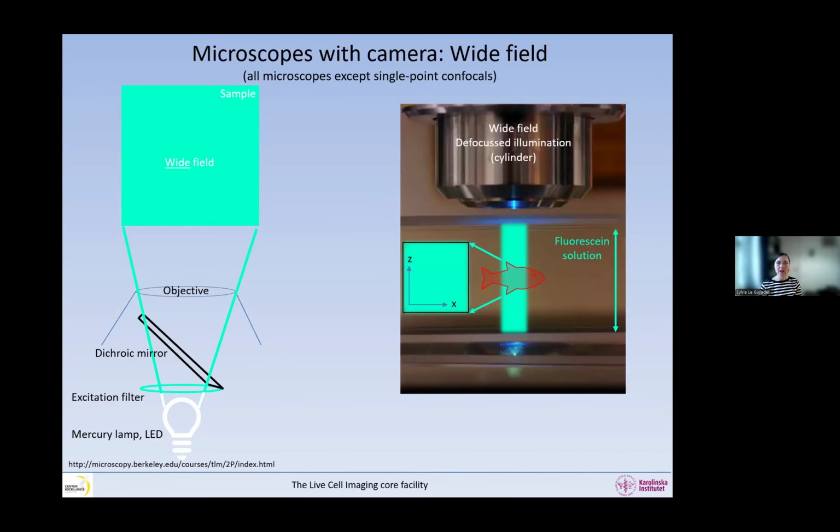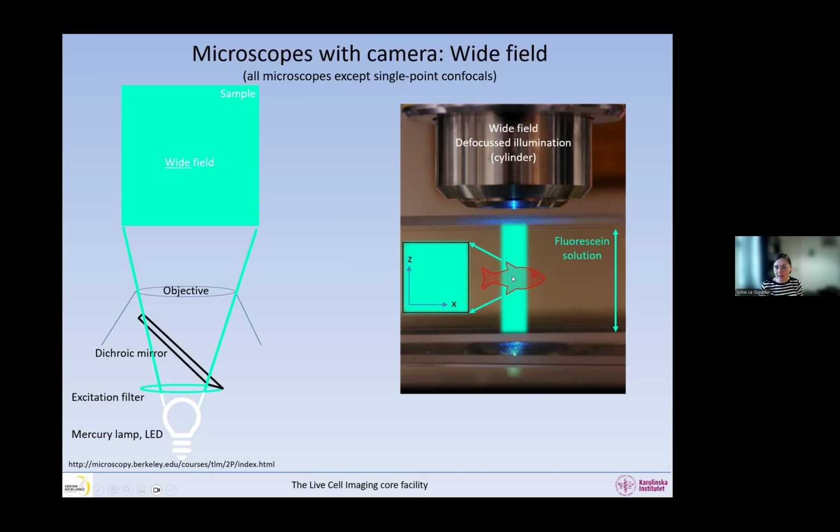Okay. So you can see here an image that I took from this course, where you have the objective. This is an upright microscope because the objective is above the stage. And in here there is actually a fluorescent solution, fluorescein. When we shine the light on it, we can see the shape of the excitation light, which is like a big cylinder. So this is defocused. It's not like a spot. It's a defocused illumination. That's why it's called wide field. And the shape of the illumination is a cylinder.